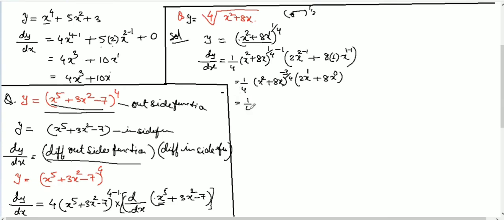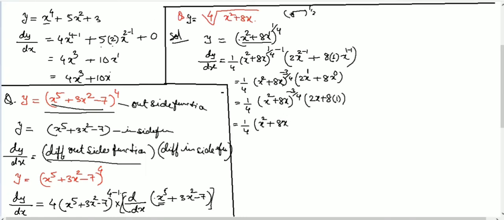So equal to 1 over 4 x square plus 8x to the power minus 3 over 4. Then multiply by 2x plus 8. Anything to the power 0 will be 1. So 8 multiplied by x to the power 0, that will be 1 as well. 1 over 4, here x square plus 8x.